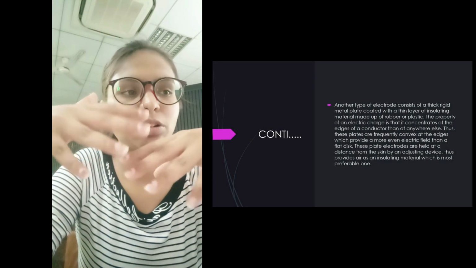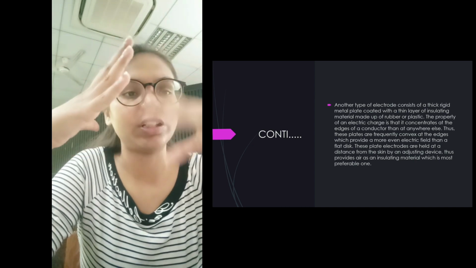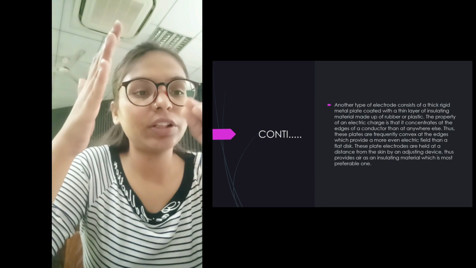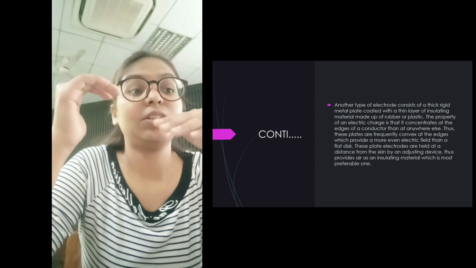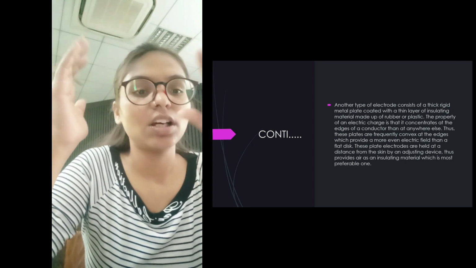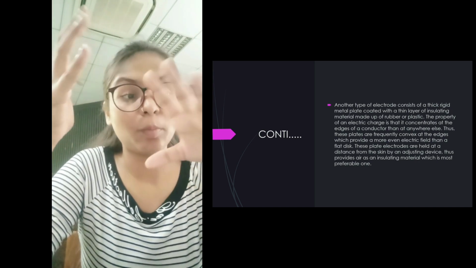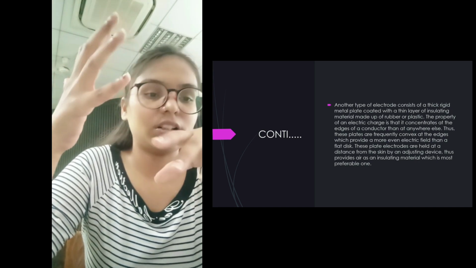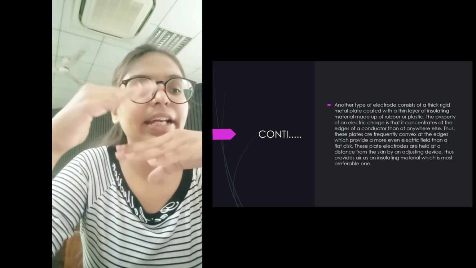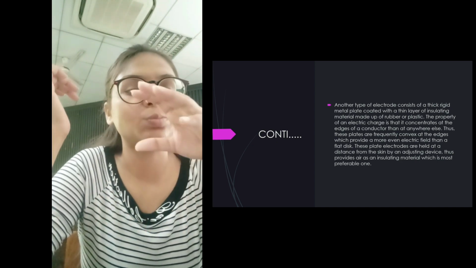Another type of electrode consists of a thick, rigid metal plate coated with a thin layer of insulating material made up of rubber or plastic. The property of electric charge is that it is concentrated at the edges of a conductor more than anywhere else. Thus, these plates are frequently convex at the edges, which provides a more even electric field than a flat disc. These plate electrodes are held at a distance from the skin by an adjusting device. Thus, this provides air as an insulating material, which is the most preferable one.